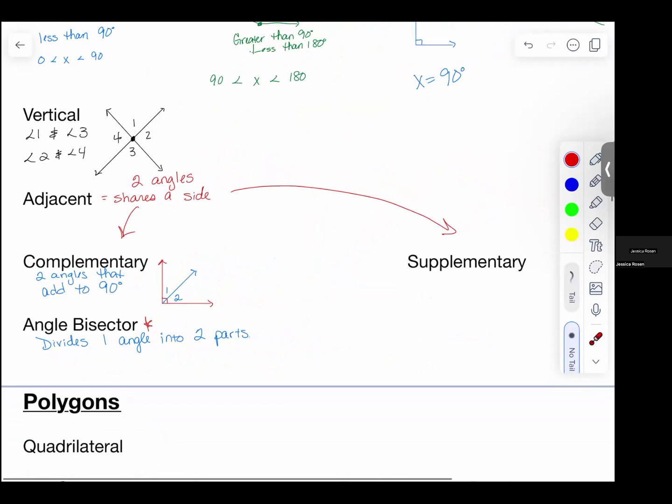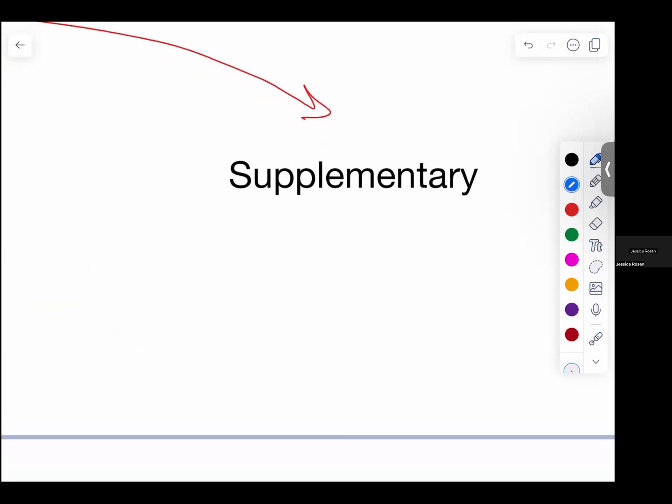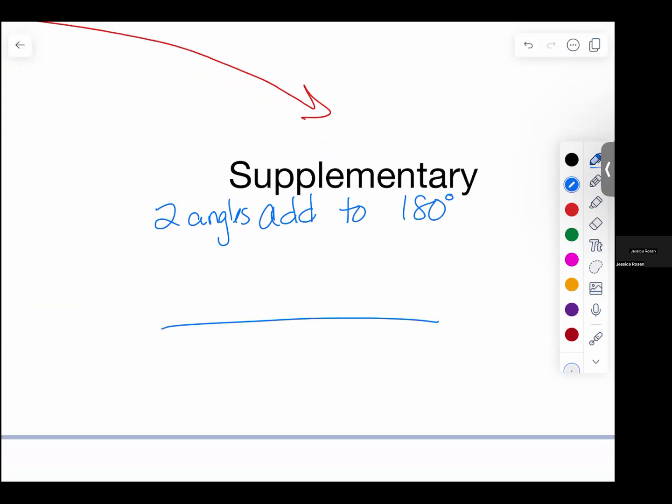And then my other option over here is supplementary. So complementary adds up to 90 degrees. Supplementary is going to add to, so two angles that add to 180 degrees. So we're going to have that straight line. And then our angle bisector here is going to cut it into two different angles.